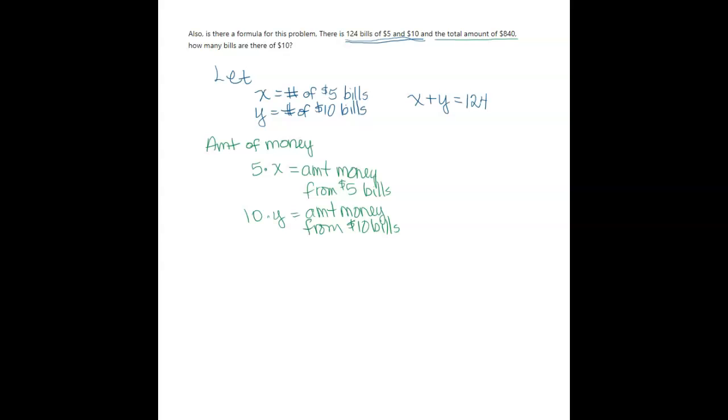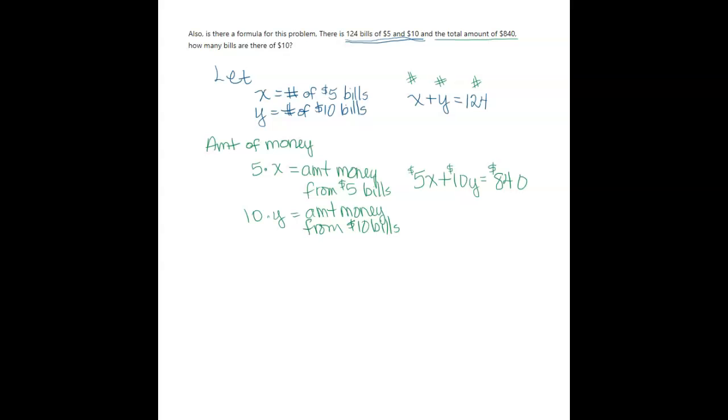So our equation here is going to be 5x, that's how much money we have from the $5 bills, plus 10y, the amount of money we get from the $10 bills, and altogether it's going to equal $840. Notice the units here are all money, the amount of money, whereas the ones up here are just the number of bills. That helps you decide how to write your equations.